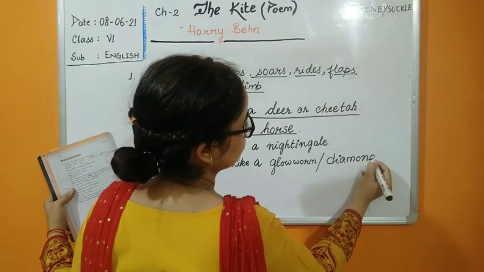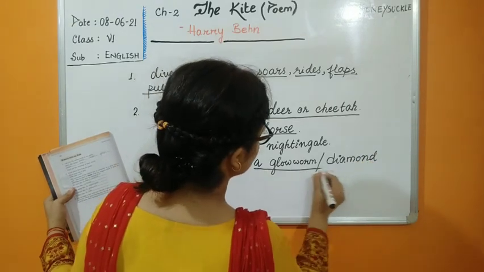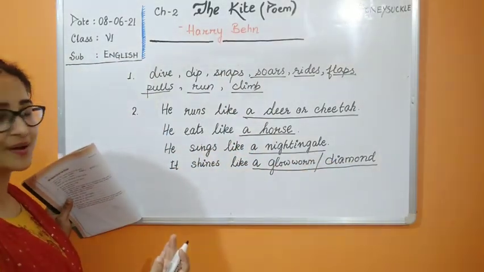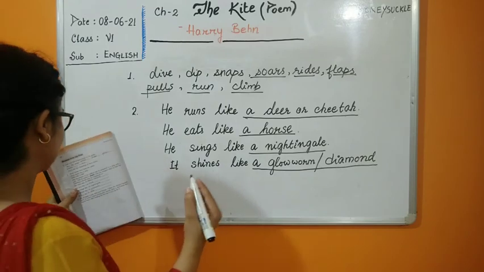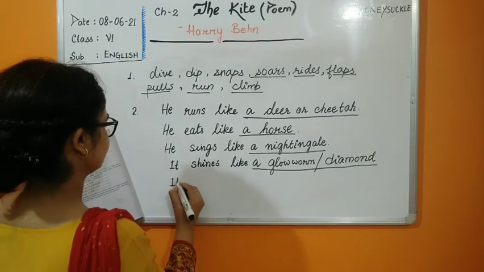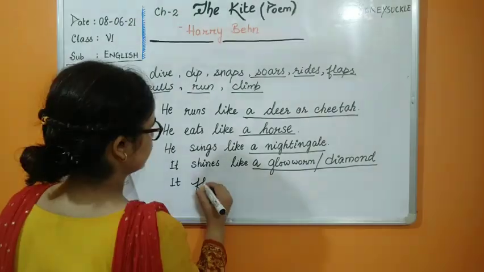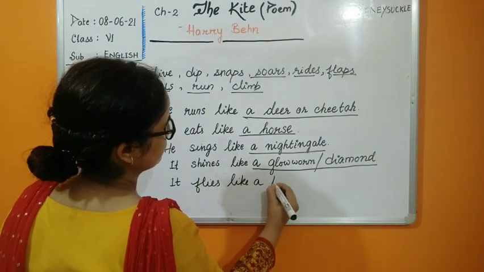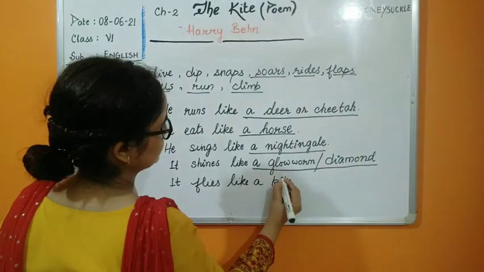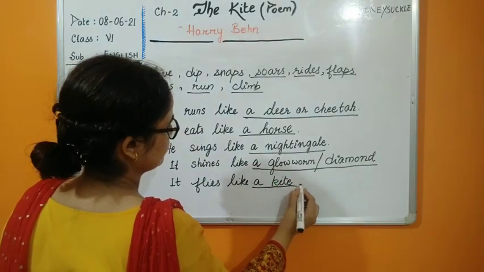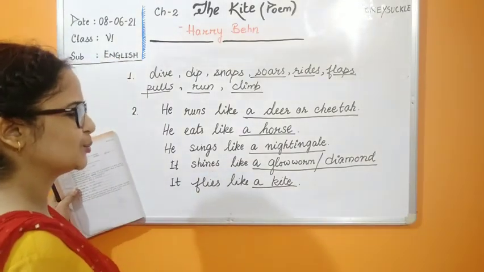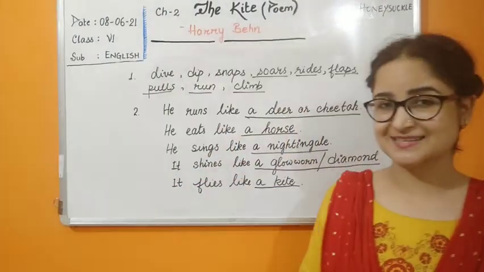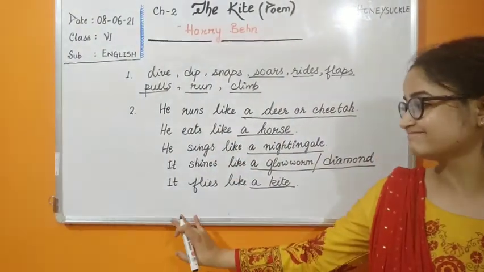Anything which shines can be filled up here. Okay. You can choose your own examples. Be creative. You don't need to copy my answer. You can write your own answers. It has to be correct. It flies like a kite. It flies like an aeroplane. It can be anything. Okay. So please take a screenshot if you want.